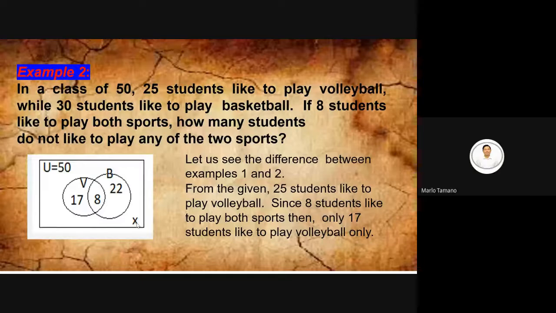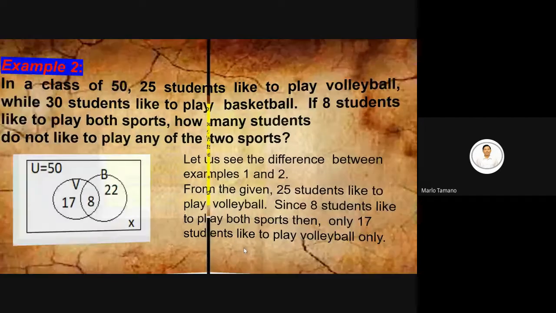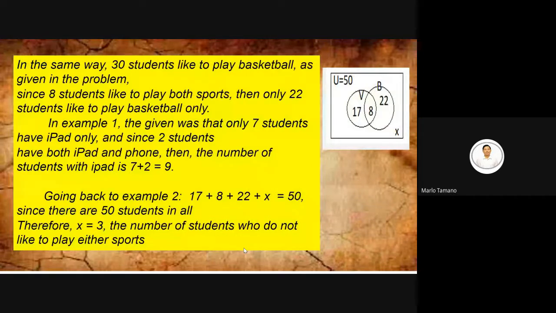Opo. Yan. So, basahin natin from the given, 25 students like to play volleyball. Since 8 students like to play both sports, then only 17 students like to play volleyball only. In the same way, 30 students like to play basketball as given in the problem. Since 8 students like to play both sports, then only 22 students like to play basketball after deducting the 8. So we have 30 minus 8, it becomes 22. Just like what we did here, 25 minus 8 is 17.